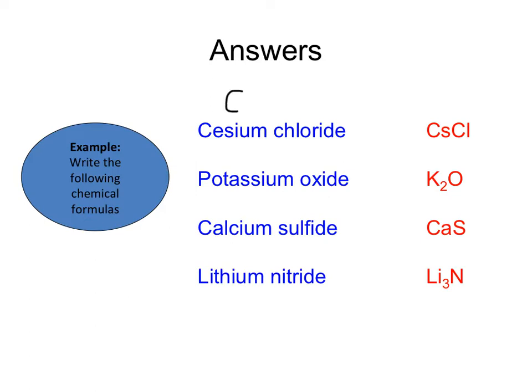Alright, so cesium is Cs in column 1. Chlorine is in column 7 with a -1 charge. The +1 and the -1 can cancel each other out, and so the answer is CsCl.